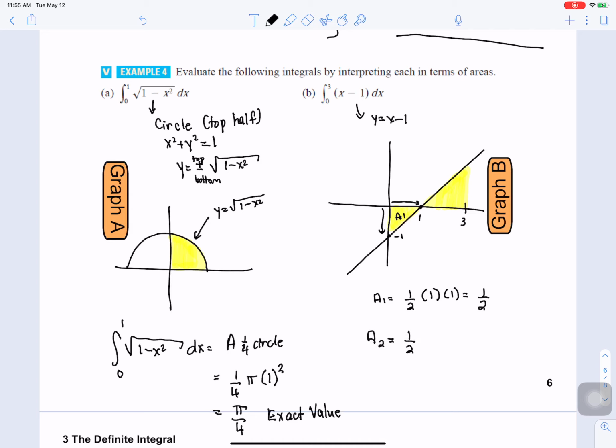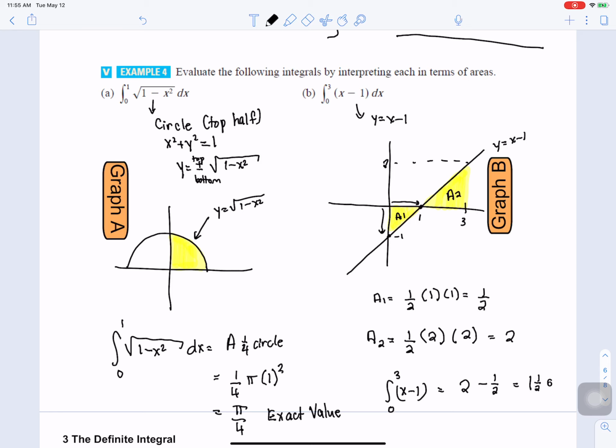And area 2 is 1/2. My base is 2 units long. This function is y equals x minus 1, so when x is 3, y is 2. My height is 2 units. So that's 4 divided by 2, which is 2. So now my total area, this integral from 0 to 3 of x minus 1, would be equal to 2, which is the stuff that lies above the x-axis, minus 1/2, which is the stuff that lies below the x-axis, and we get an answer of 1.5 units.